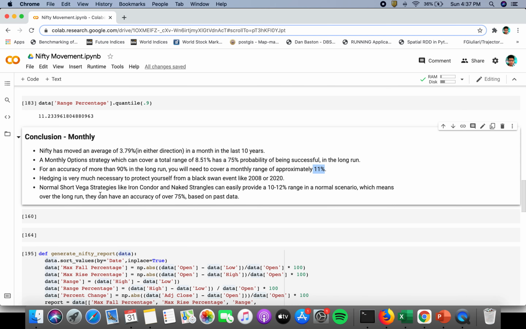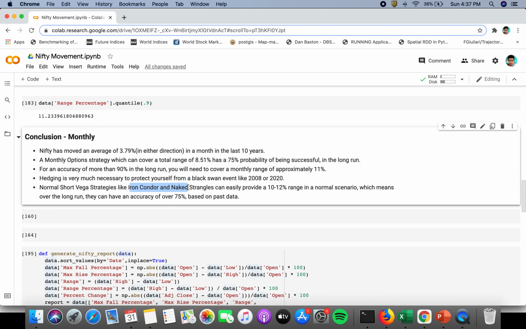Another thing I would like to mention is that hedging is very much necessary to protect yourself from a black swan event like what happened in 2008 or 2020. These kinds of events have the potential to blow your account in minutes. So always hedge your positions. And the last point is that normal short Vega strategies like iron condor and naked strangles can easily provide you a monthly 10 to 12% range, which will have a really good success ratio in the long run. Over the long run, you can have an accuracy of over 75% with these simple strategies such as iron condor or naked strangles.